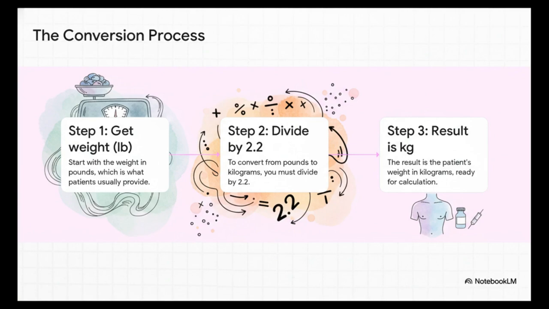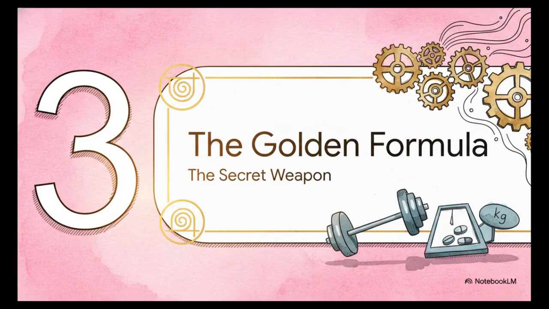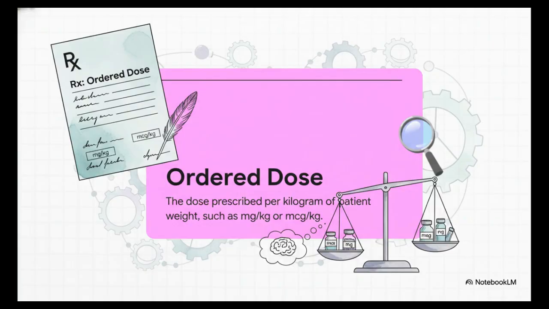All right, so now you've got the conversion handled. Easy. Now it's time to reveal our secret weapon. This is what we like to call the golden formula, because once you have the weight in kilograms, this little formula is going to solve the majority of your dosage problems. But before we see the formula, let's clarify one thing quick. You need the ordered dose. It tells how many milligrams or micrograms of a medication you're going to give for each kilogram of a patient's weight. So here it is, the easy formula, kind of beautiful in all its simplicity.